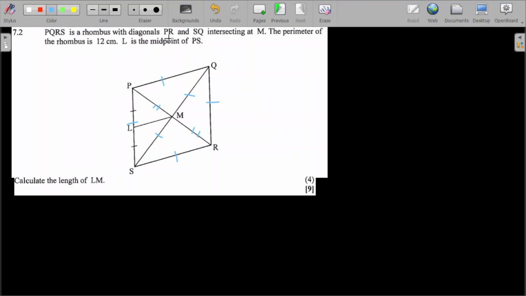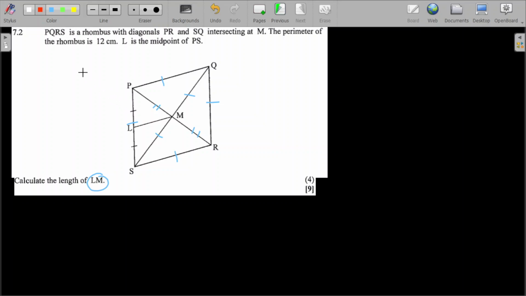And with the diagonal lines PR and QS intersected at M, and the perimeter of the rhombus is 12, and L is a midpoint of PS. So L is the midpoint of PS. And then they're asking us to calculate LM.